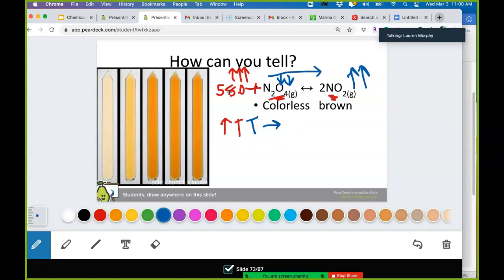Increasing the heat adds the stress to this side in this example, which causes the equilibrium to shift to the product side, meaning I'm making more product and my reactant is decreasing. So the tube will turn more brown, and you will see this. It will get darker and darker and darker when I put it in a hot water bath. And then I will take the tube out and I will put it in a cold water bath.